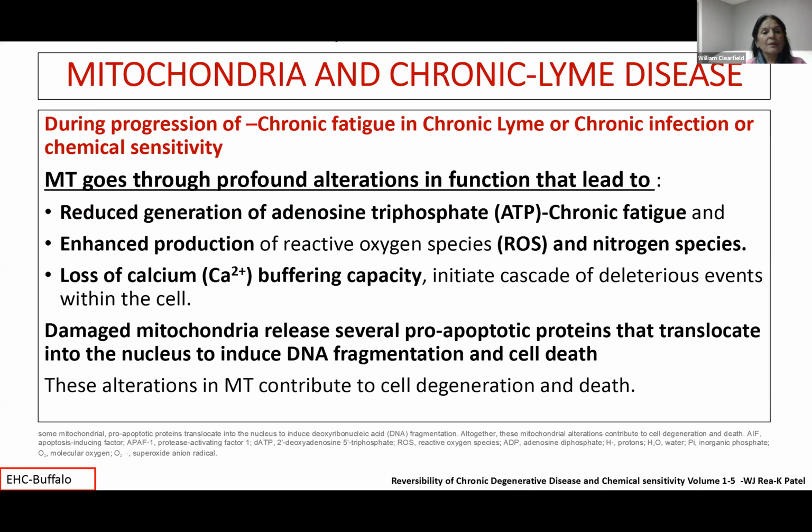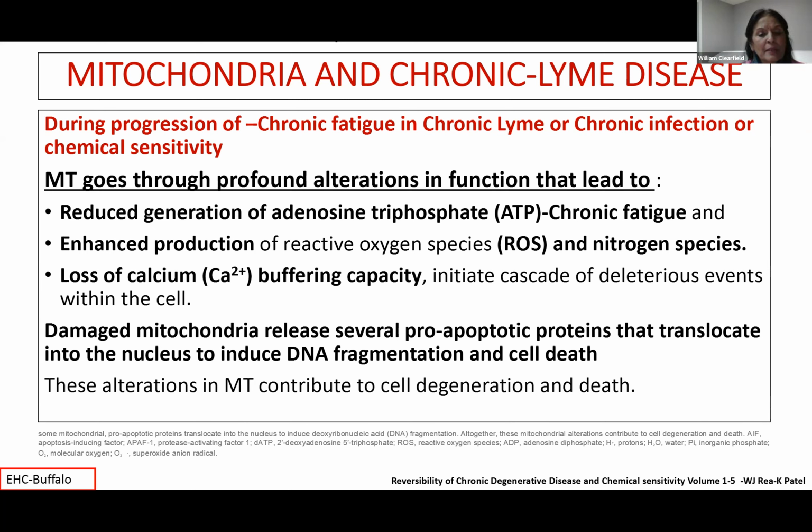So during the progression of chronic fatigue in chronic Lyme or chronic infection, chemical sensitivity, and other chronic diseases, mitochondria go through profound alteration in function that leads to reduced generation of ATP and chronic fatigue, enhanced production of reactive oxygen species and nitrogen species, disturbances in nitroredox, and loss of calcium buffering capacity, which initiate a cascade of deleterious events within the cell, and damaged mitochondria release several pro-apoptotic proteins that translocate into the nucleus to induce DNA fragmentation and cell death.